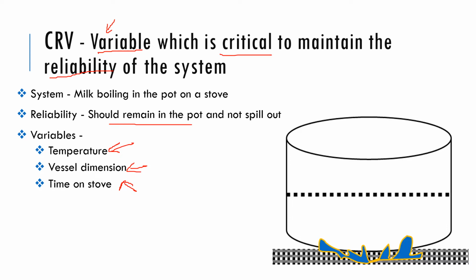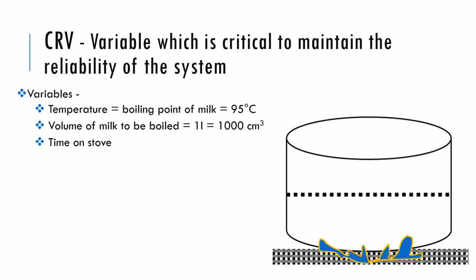So the temperature is the temperature of the milk or the temperature of the heating of the stove which we keep the pot at. The next is vessel dimension, how big or how small the vessel is in which we pour the milk. And time on the stove is for how much time we keep it at these two variables. So technically, let's look at the first two variables before going to the time.